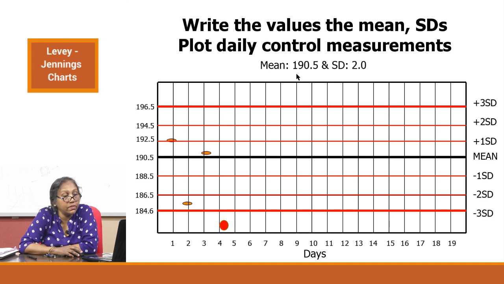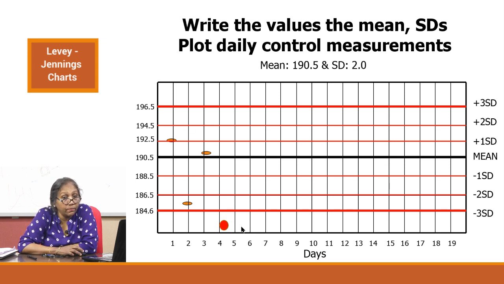So, assume that this is an LJ graph with a mean of 190.5 and a standard deviation of 2. You have assigned your control mean, your first standard deviation negative and positive, second standard deviation negative and positive, and third standard deviation negative and positive, which is how you define your control limits.